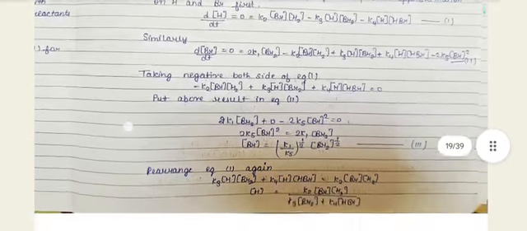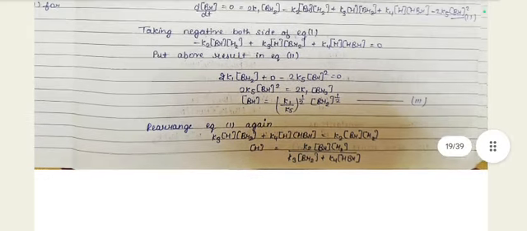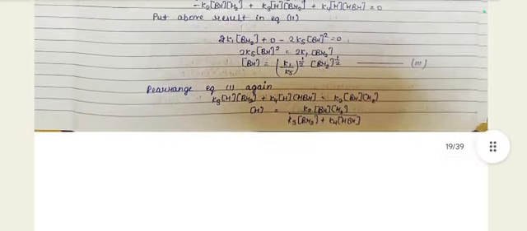Taking the negative of both sides of equation 1: -k2[Br][H₂] + k3[H][Br₂] + k4[H][HBr] = 0. Put this result in equation 2: 2k1[Br₂] + 0 - 2k5[Br]² = 0. 2k5[Br]² = 2k1[Br₂], so [Br] = (k1/k5)^(1/2) [Br₂]^(1/2).